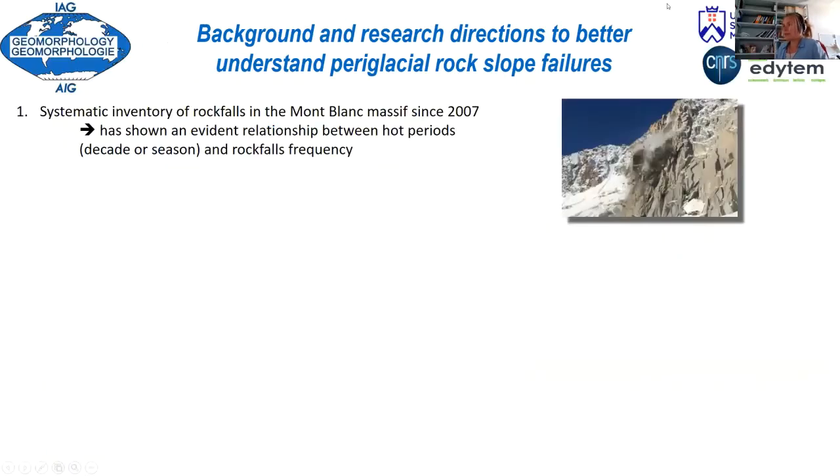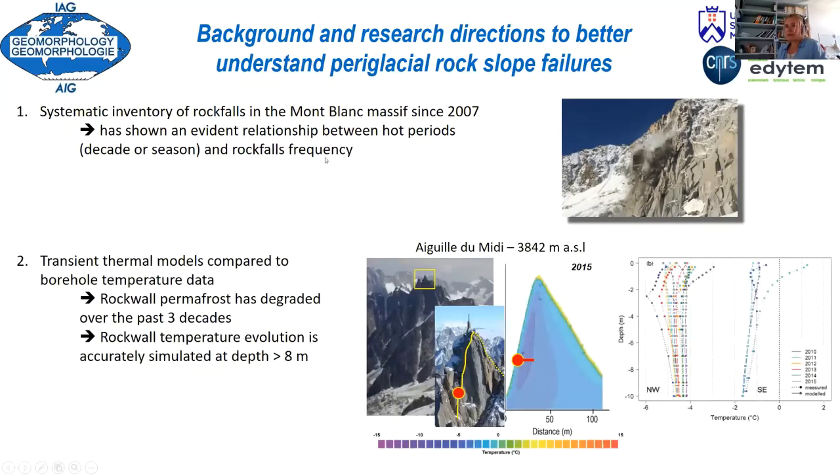So to work on these hypotheses, we have conducted various investigations with my colleagues for about a decade now. My colleague Ludovic Ravanel has, for example, inventoried rockfalls in the Mont Blanc Massif, and he has shown that there is a clear relationship between hot periods, as much hot summers as hot decades, and rockfall frequency. Then on my side, I have developed transient thermal models that I have applied to various sites. Here's an example of the thermal model on the top part of the Aiguille du Midi, with a profile that is crossing a temperature borehole that we equipped in 2010.